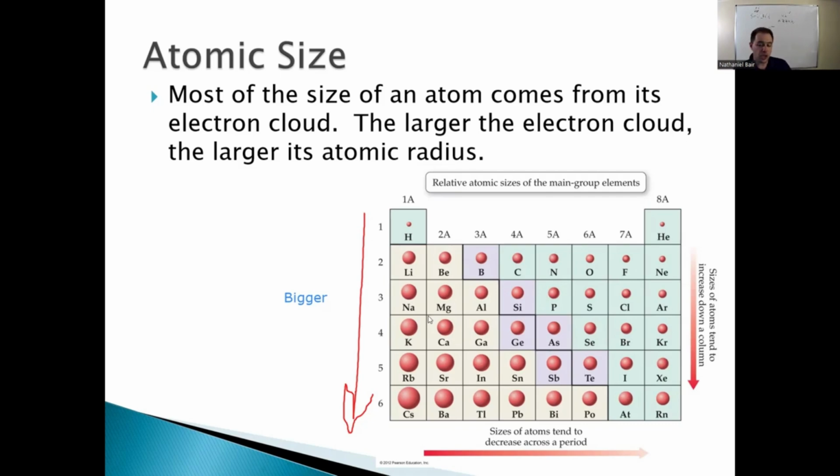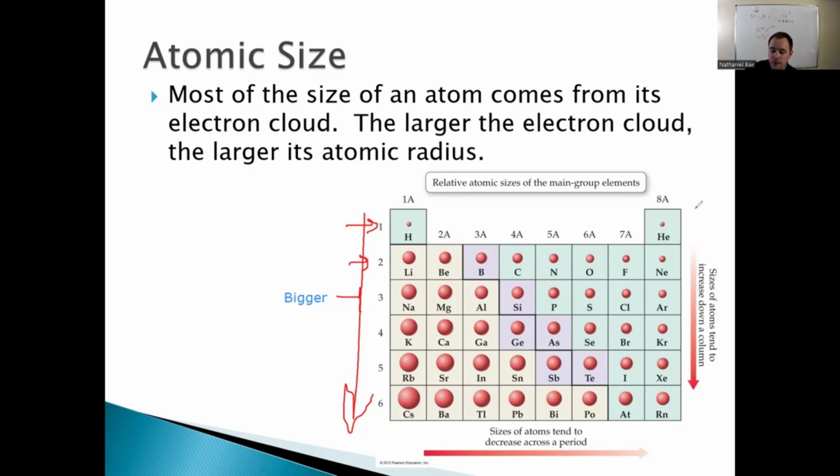This should not be shocking, that as we go down a family, the atoms get bigger, because as we go down a family, we're getting a new energy level, right? Hydrogen has electrons in the first energy level. Lithium has electrons in the second. So now we're in the second level. Sodium has electrons in the third. Now we're in the third level, right? We're getting bigger as we go out here. So this should not be surprising that the atoms get bigger as you go down a family.